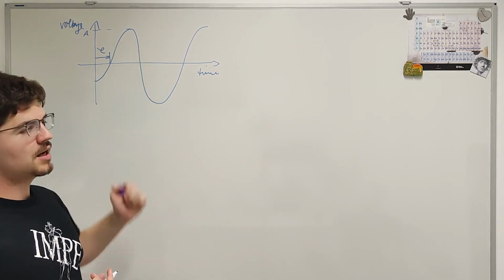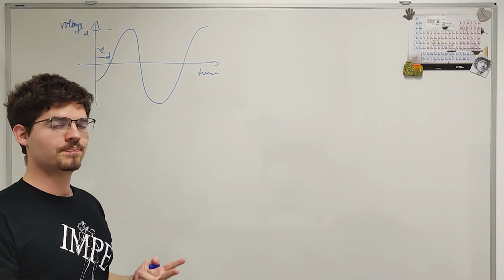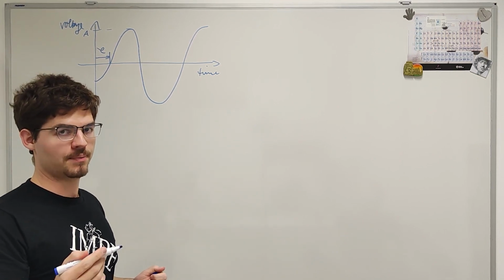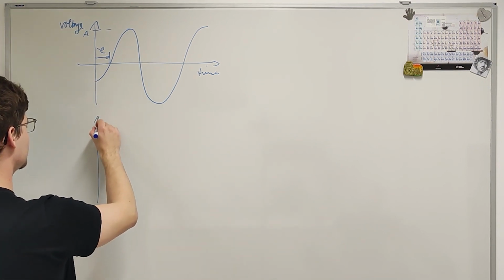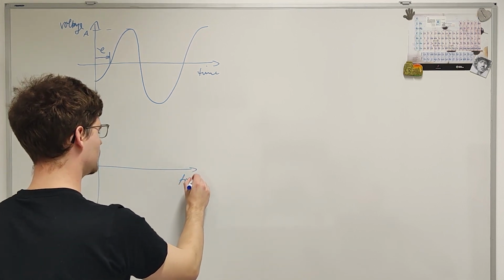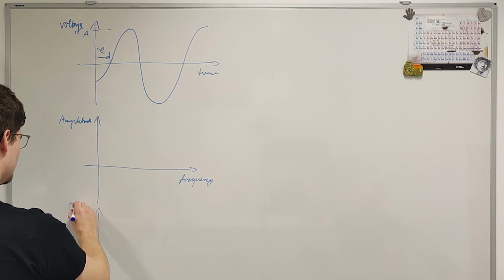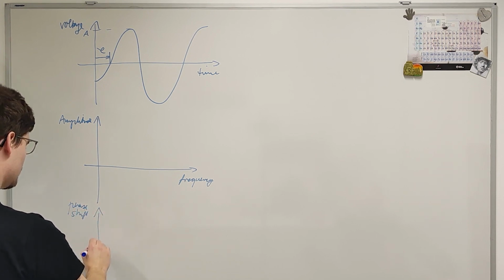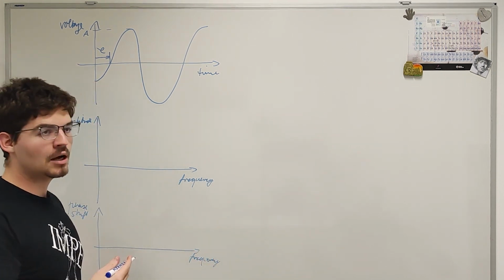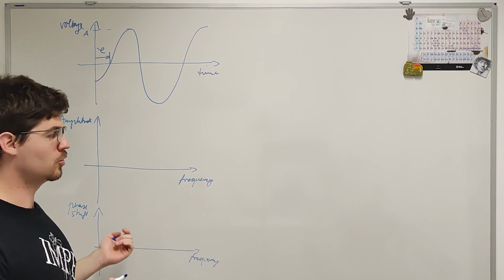Now, these are many points. This is a function in time, but consider for a second if I give you two other diagrams. If I give you a diagram of amplitude over frequency and phase shift over frequency, I'll draw this for you. And I now attempt to represent this sine function in time in these two coordinate systems.